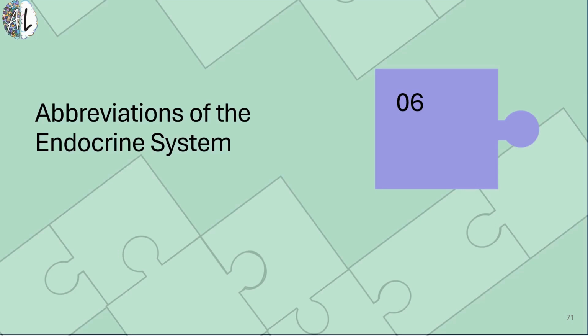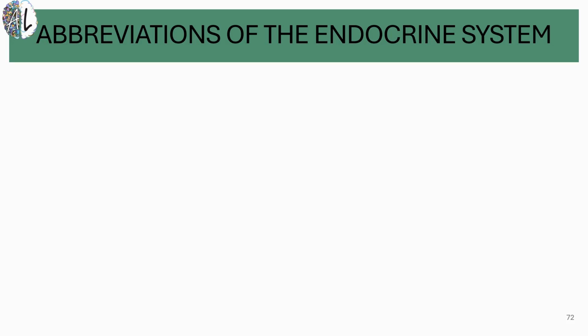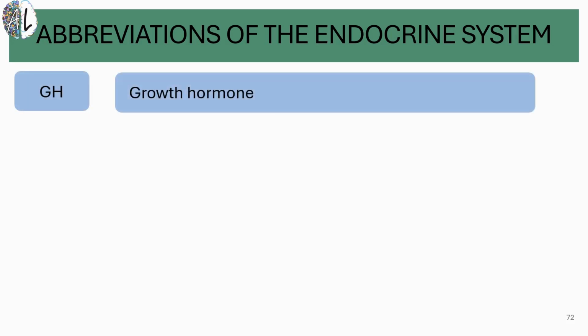Okay, let's talk about a couple abbreviations that are associated with the endocrine system. Most of our hormones are going to have an abbreviation associated with them. So let's take a look at what they are. So first up, we have GH, which stands for growth hormone.